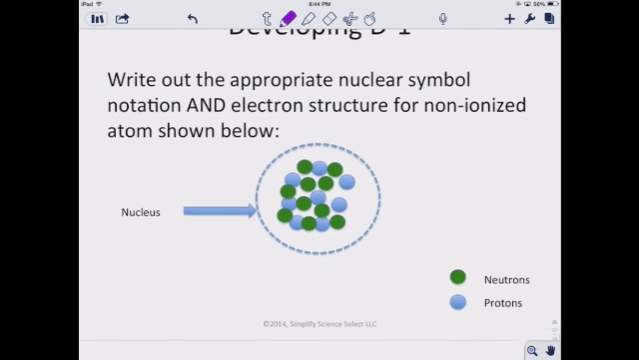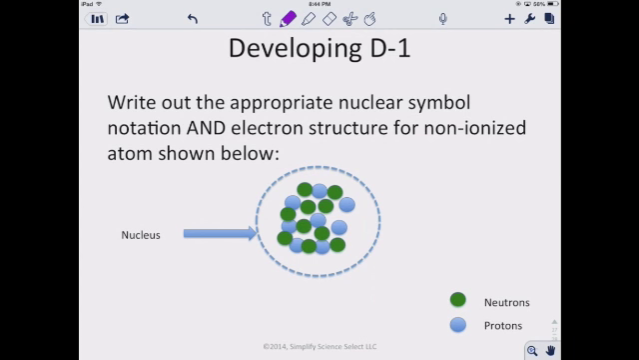So let's go ahead and try this. It says write the appropriate nuclear symbol notation and the electron structure for a non-ionized atom shown below. So we're going to write out our electron configuration and our nuclear symbol notation. When we're looking at this, we can count up all the protons. So we have 1, 2, 3, 4, 5, 6, 7, 8. 8 protons, so I know that we're dealing with oxygen. Then we count our neutrons: 1, 2, 3, 4, 5, 6, 7, 8, 9, 10. So we have 10 neutrons, so our mass number is going to be 18. And so there is our nuclear symbol notation.